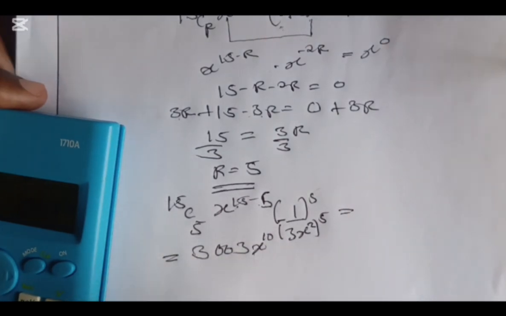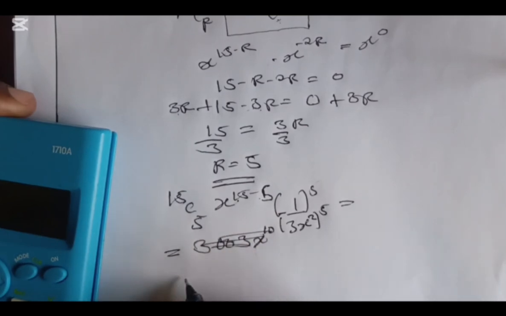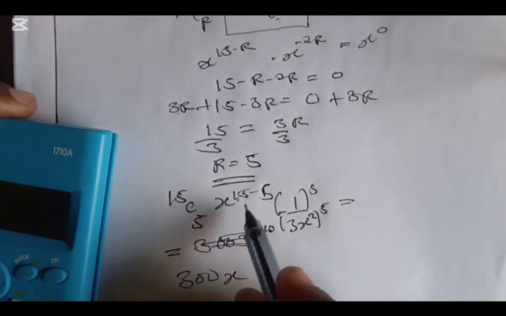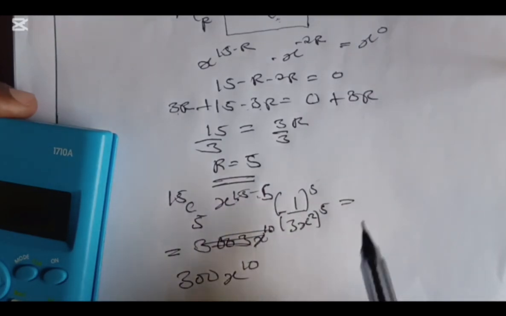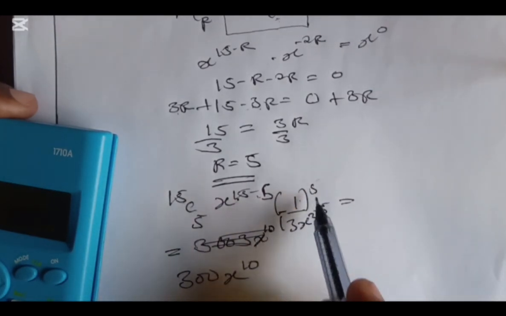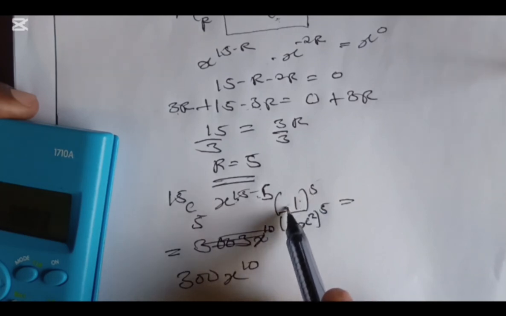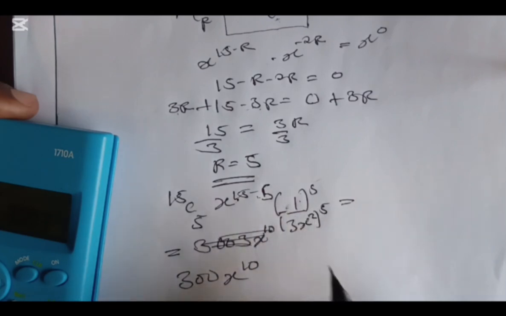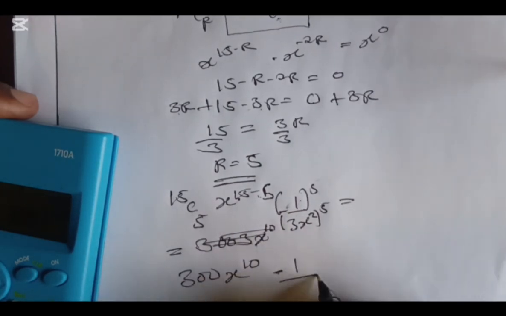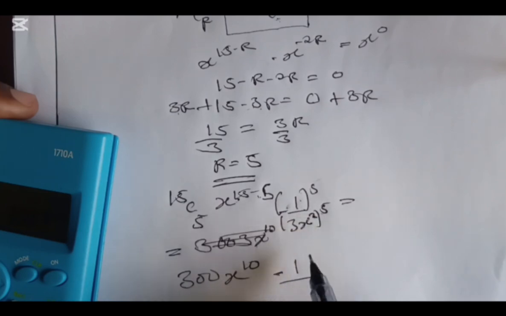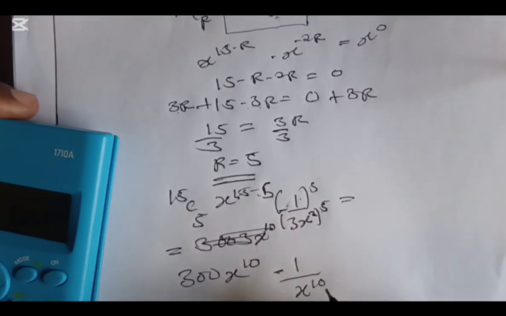Alright, let me write nicely there. So this will be now 3003, then x to the power 15 minus 5, which is 10. Then this one, we know that 5 is an odd number. So when you are raising a negative to an odd number, it becomes negative. So we are going to have negative 1 over, then x squared to the power 5, so we have x to the power 10, because 2 times 5 is 10. Then 3 raised to the power 5.